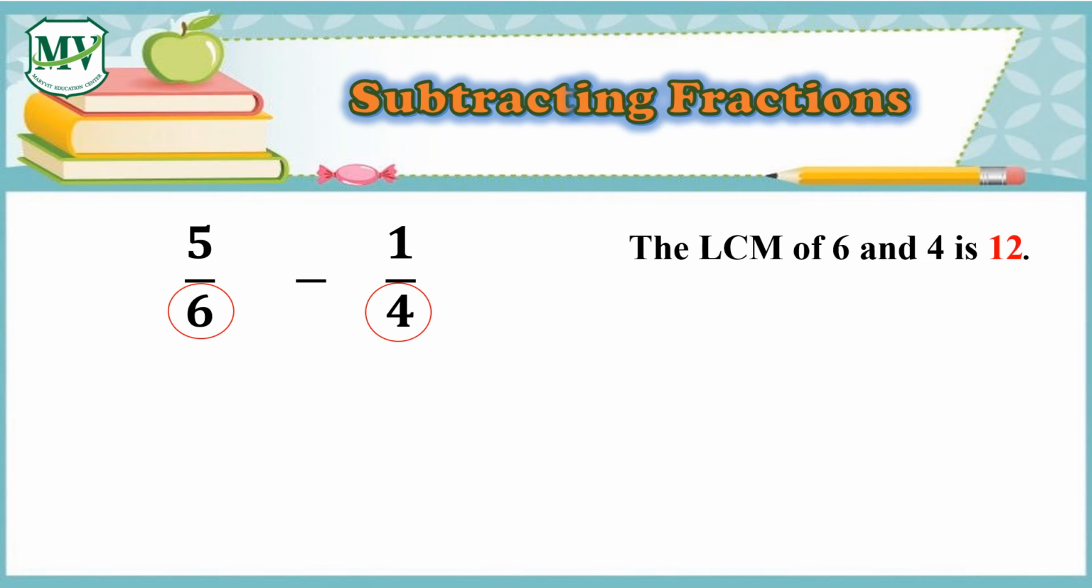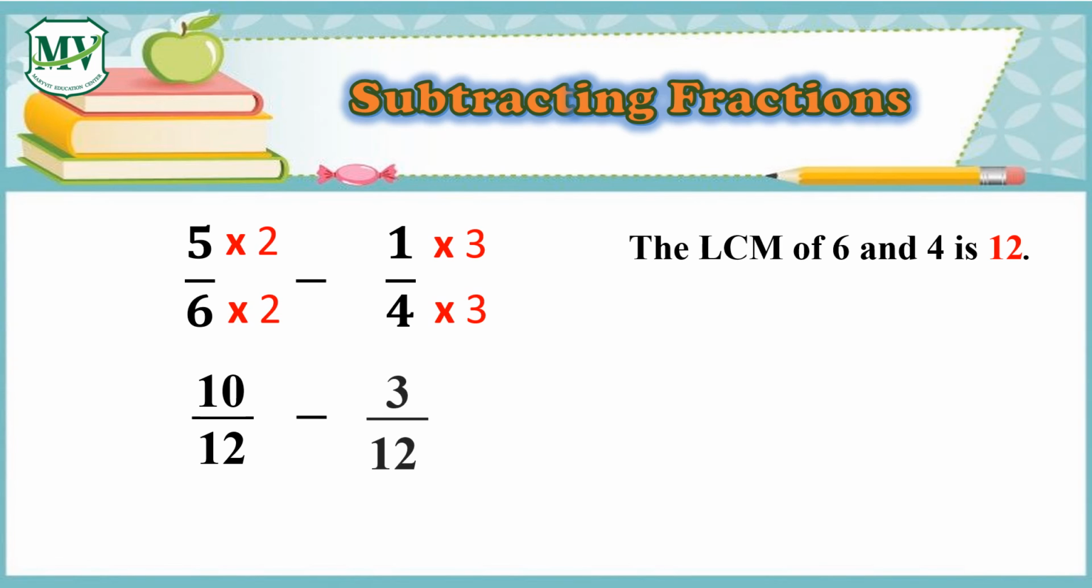That's right. The LCM of 6 and 4 is 12. Let's multiply the first fraction by 2 and the second fraction by 3. So we have 10 over 12 minus 3 over 12. Now we can subtract these fractions. 10 minus 3 is equal to 7, and copy the denominator. So we have 7 over 12. This is our final answer.